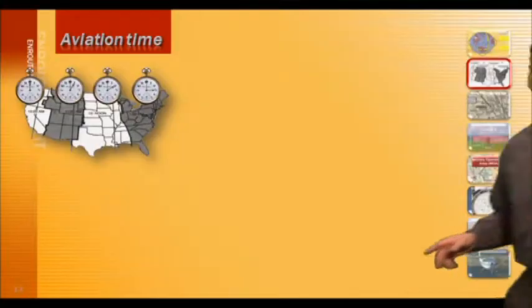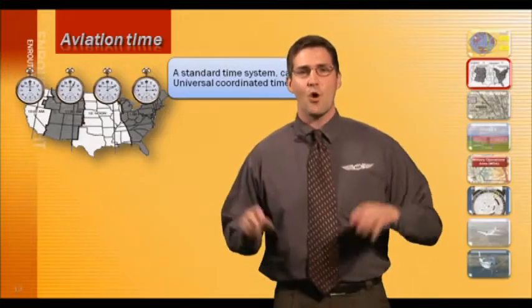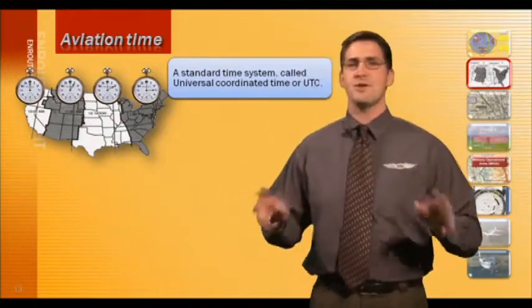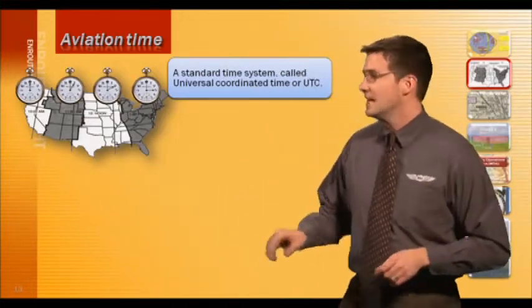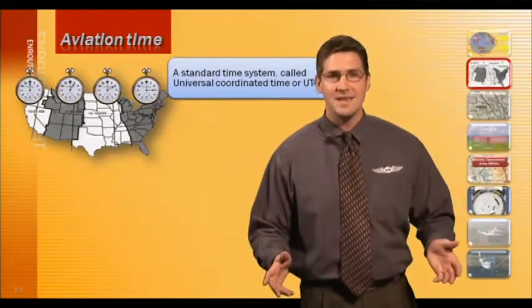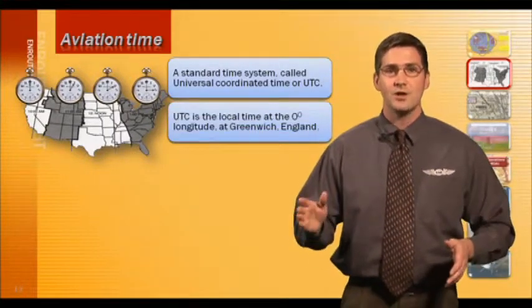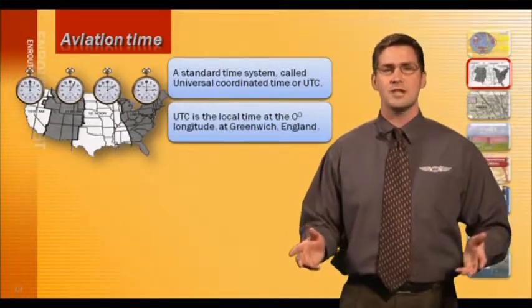This one, aviation time, with Josh. Because airplanes often pass through several time zones during a flight, aviation uses a standard time system all over the world. It's called Coordinated Universal Time, and it's abbreviated as UTC. It's also referred to as Zulu time or sometimes Greenwich Mean Time. Now, UTC is the local time at the 0-degree line of longitude which passes through Greenwich, England.